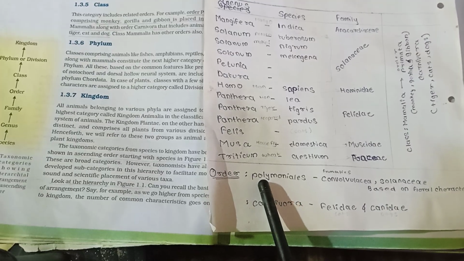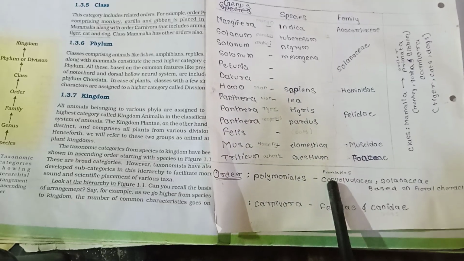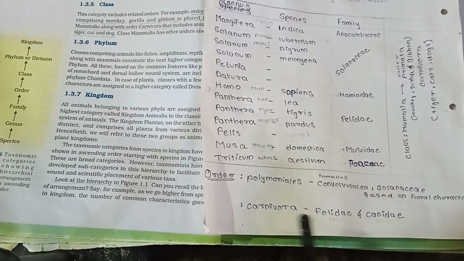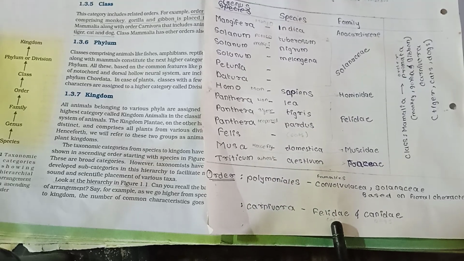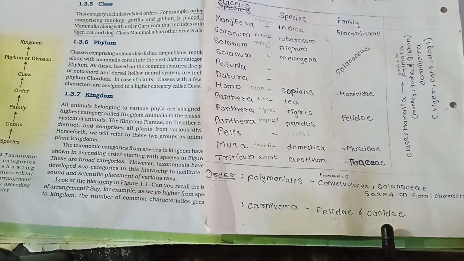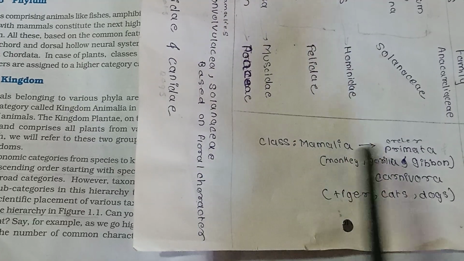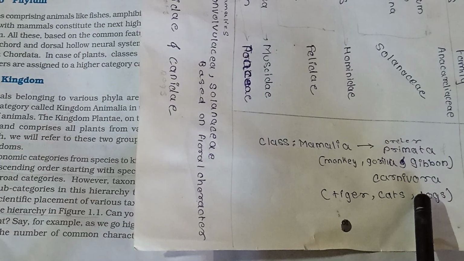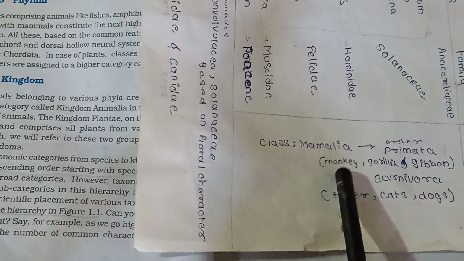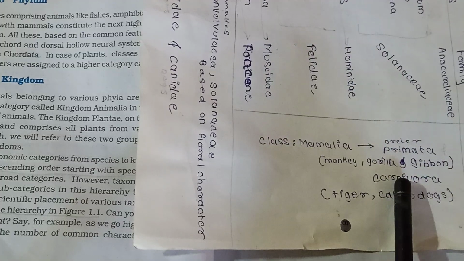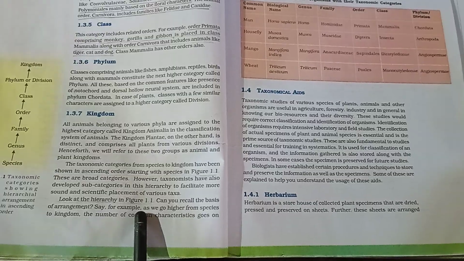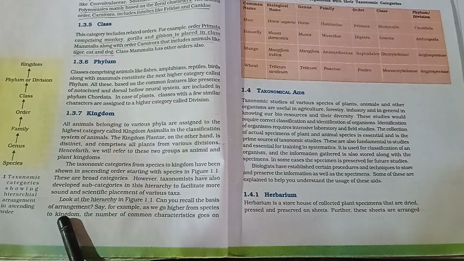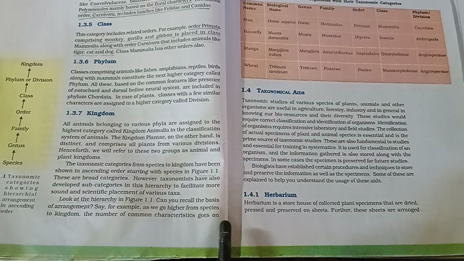Order Polymoniales includes families such as Solanaceae, based on floral characteristics. Another order, Carnivora, includes family Felidae, the cat family, and Canidae, the dog family. Class Mammalia includes orders Primata and Carnivora. Primata contains monkey, gorilla, and gibbons, and Carnivora includes tiger, cat, and dogs. As we go higher from species to kingdom, the number of common characteristics goes on decreasing.